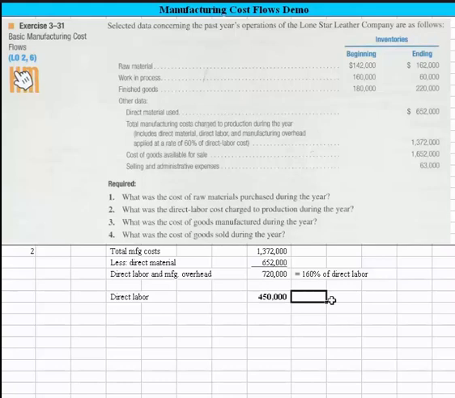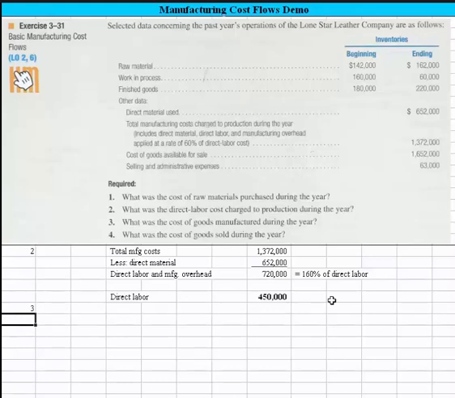Now, to prove that, we could take the 450,000 times the 1.6, which would be the 60% overhead plus the 100% that represents the direct labor, and that equals the 720. So there's a proof that we did that correctly. Okay, let's go on and answer the third requirement.